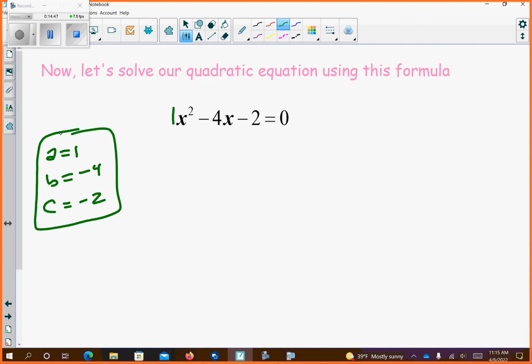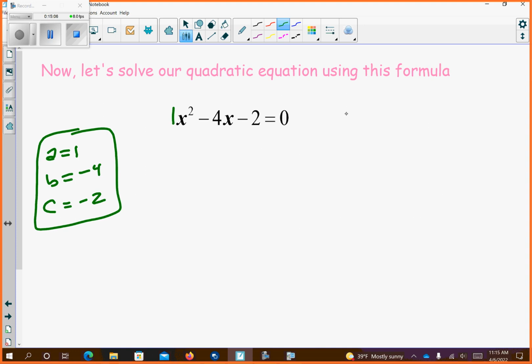Now, when we were graphing parabolas, we were still doing the A's, B's, and C's, right? So the A, B's, and C's is not a new term. The A value always goes along with the x squared term. The B value goes along with the x term. And the C value is the term that doesn't have an x or a letter associated with it.